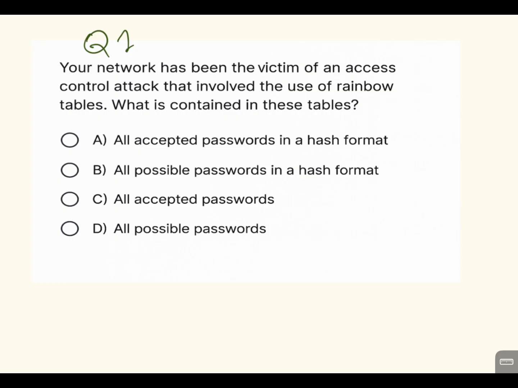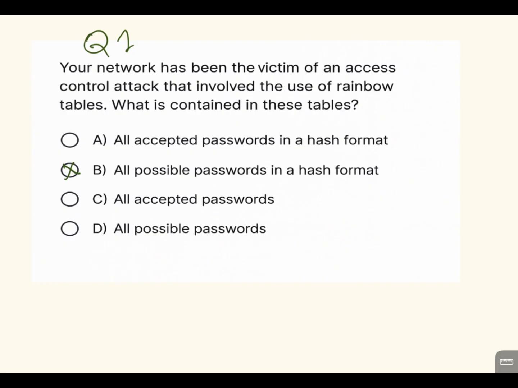Okay, so now what would be the correct answer? In these four options, the correct option would be option B. So now let me explain why this is correct. The correct answer is all possible passwords in a hash format.